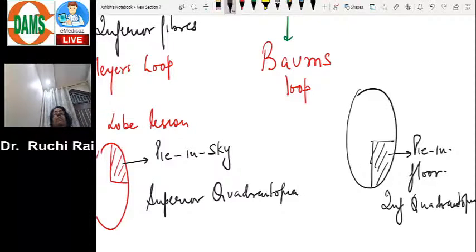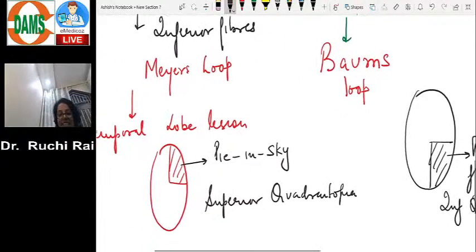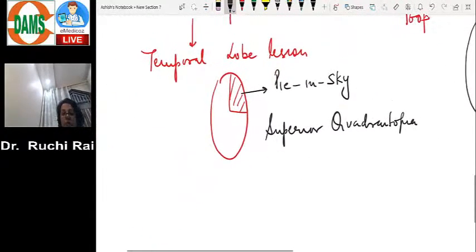Yes, Anna. PMB is papillomacular bundle. Papilla is the place where your optic disc is situated. Macula se papilla tak, papillomacular bundle. Okay, very simple. Now I want you all to listen again. Pay attention. So once we know about pie in sky, pie in floor is a very commonly asked question.